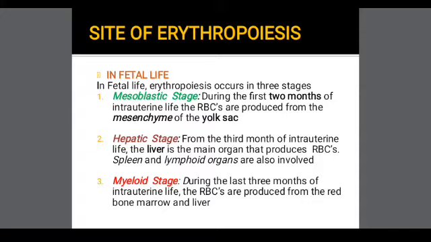While the second stage, the hepatic stage, occurs from the 3rd month of intrauterine life. At this stage, the liver is the main organ that produces red blood cells. The spleen and lymphoid organs are also involved. The 3rd stage is the myeloid stage. It occurs during the last 3 months of intrauterine life. The RBCs are produced from the red bone marrow and the liver. So remember, 3 stages: mesoblastic stage, hepatic stage, myeloid stage, all within fetal life.